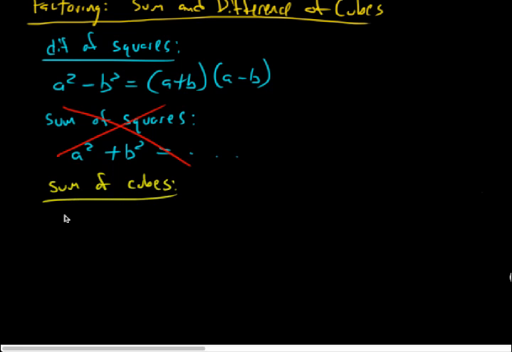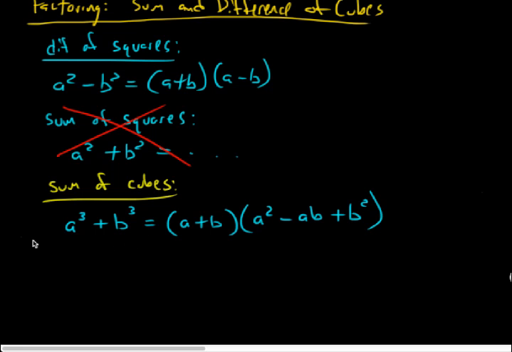sum of cubes would look like this, where I've basically got two perfect cubes being added together, and what that will equal when factored is a plus b times a squared minus ab plus b squared. And so that's the sum of cubes pattern. The nice thing about it is I only have to verify that the first term and last term are in fact perfect cubes. Unlike perfect square trinomials, I don't have to verify the middle 2ab term or anything like that. And once I know a and b, I can just plug it in directly.